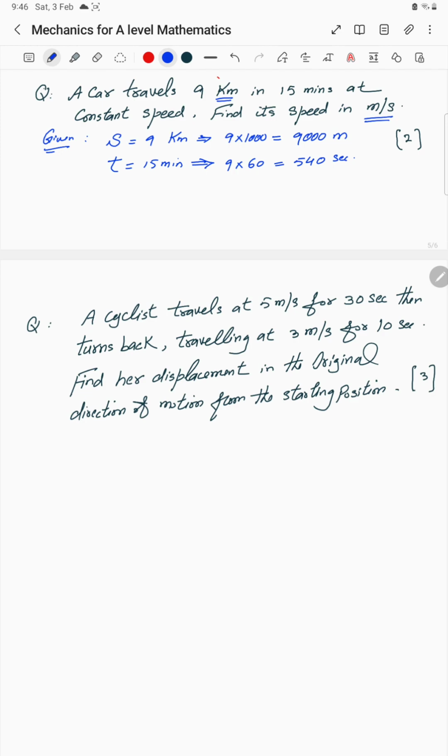We have to find the speed. Speed we need to find. We know this formula in the triangle formula.